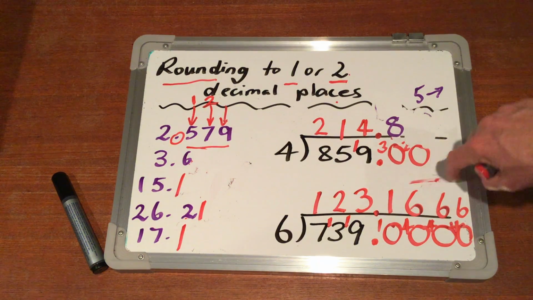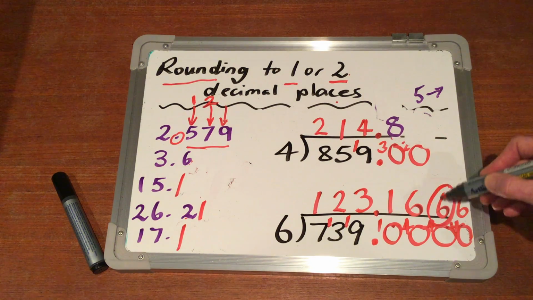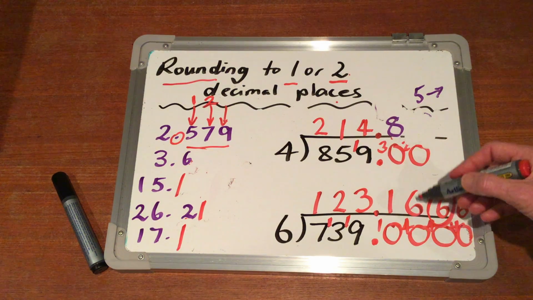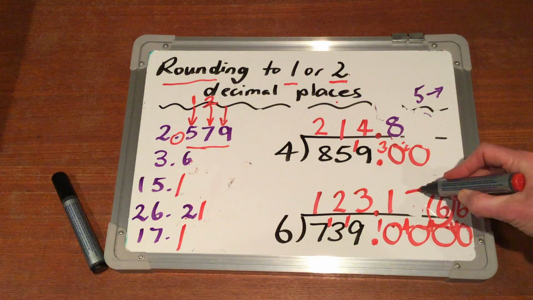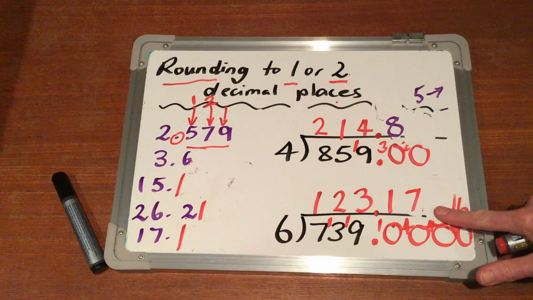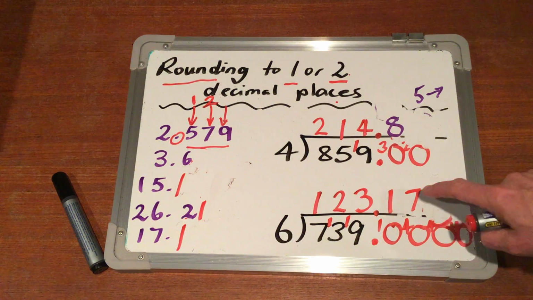But it's a rounding task, so I have to look here and go, oh, that is 5 and greater, so this is going to turn into a 7, and then I'll drop these off. And I've rounded it to 2 decimal places.